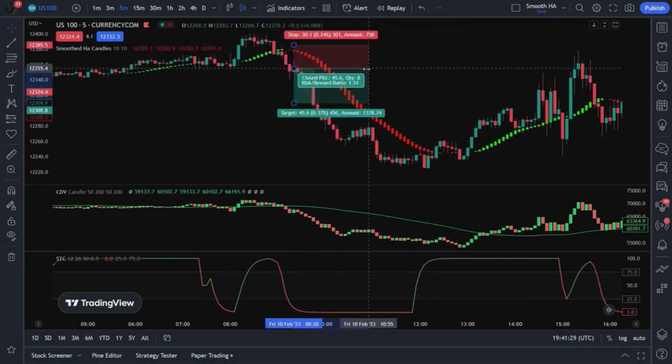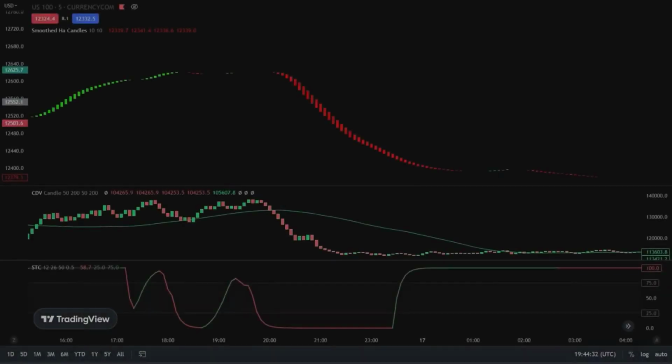Time for one more short so we can fully understand this. As you can see, the smooth Heiken Ashi candles are colored in red. Our cumulative delta candles have broken below the 50 SMA. And lastly, the STC indicator is colored red and has broken below the 25 range. We are clear to take a short here.